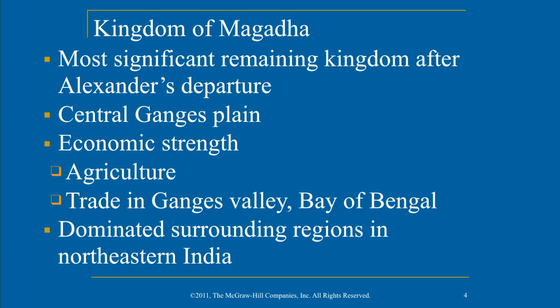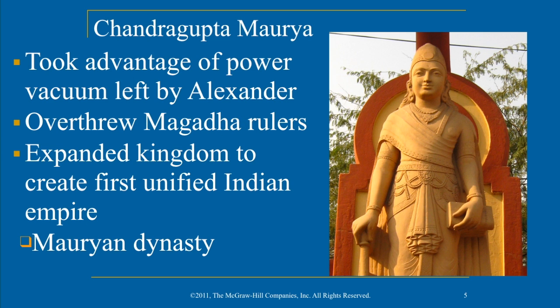The kingdom of Magadha eventually dominates the surrounding regions in northeast India. And then we get one of its big rulers, Chandragupta Maurya. He took advantage of the power vacuum left by Alexander. He overthrew the Magadha rulers, and he expanded the kingdom to create the first unified Indian empire known as the Mauryan Dynasty. There's a famous picture that probably is Chandragupta Maurya at this time here on the right.